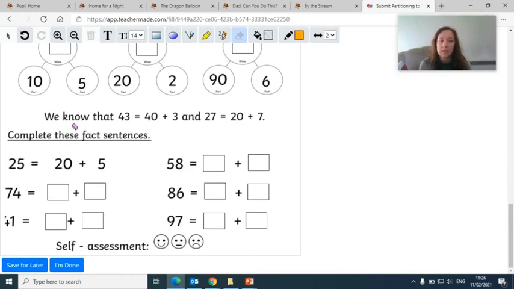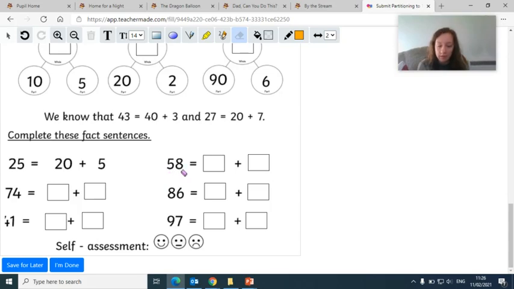And then when we get here, it says, we know that 43 equals 40 and 3. And 27 equals 20 add 7. Okay, so that's just a slightly different way for us to look at it. And then it says complete these fact sentences. So here's another example. 25 is equal to 20 plus 5.